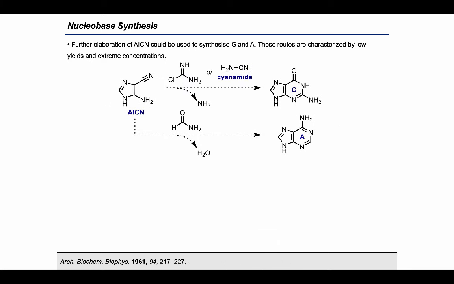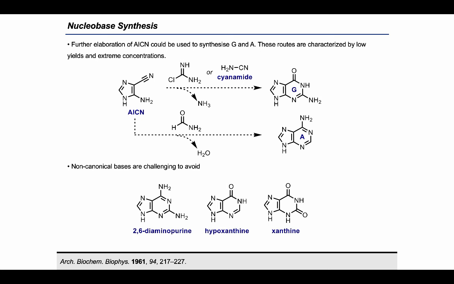This is because, conceptually, functionalization of AICN with a chloroformamidine unit, or perhaps more plausibly on the early Earth, the simple nitrile cyanamide, has the potential to furnish G. Addition of a formamide unit formally gives adenine. However, both of these pathways to G and A need to selectively hydrolyze the right way. By that I mean, in order to form canonical nucleobases and not bases such as 2,6-diaminopurine, hypoxanthine, or xanthine, we need to be able to control whether a molecule of ammonia or water is lost during the condensation of AICN and either formamide or cyanamide. This is still very much a challenge within the field.